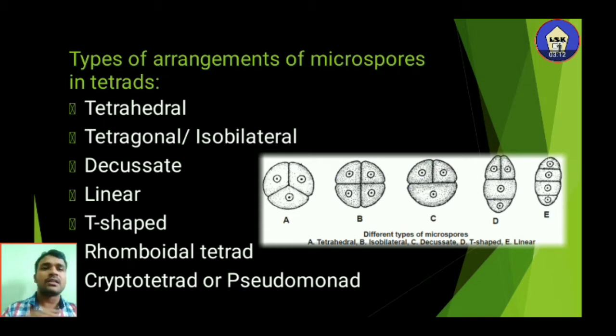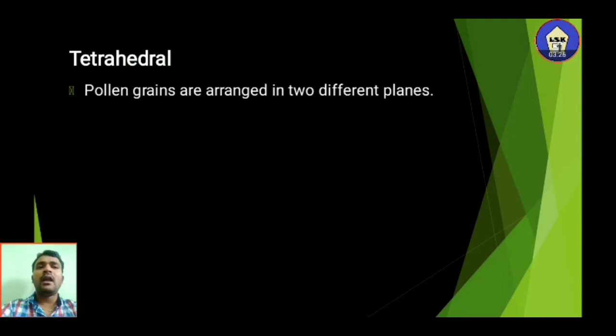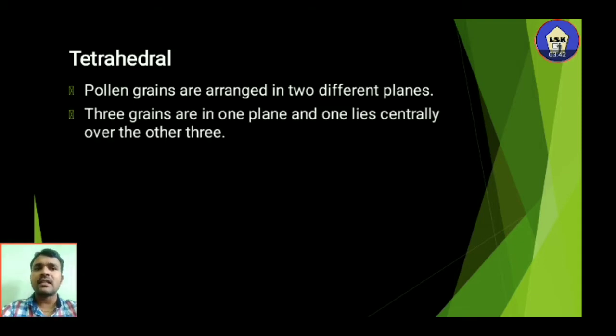The rhomboidal tetrad is the name given to another type of arrangement of microspores. That will be discussed later. So let us see one by one. The first one is tetrahedral. Tetra means four. Here, the pollen grains are arranged in two different planes. Four pollen grains are there. The four pollen grains are the microspores. Actually, they are called microspores. Later, they will develop as pollen grains. So the microspores are arranged in two different planes. Three grains are in one plane and one lies centrally over the other three. Just now, we observed the diagram of this particular type.